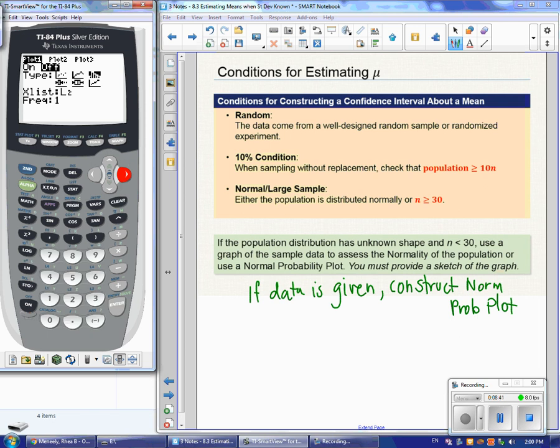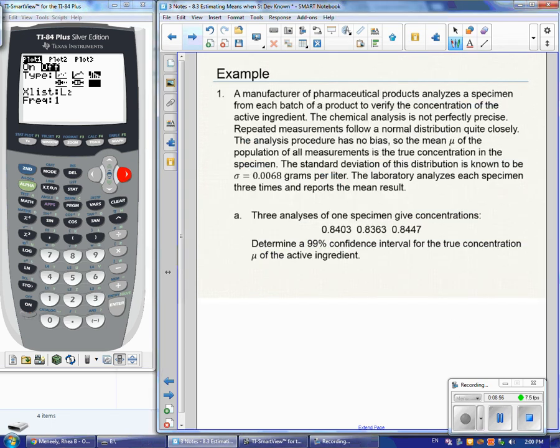And just hit zoom 9. And if the data is linearized, then that tells you that the sample, not the sampling distribution, but the sample is approximately normal. And if you sketch it on your paper and say the sample is approximately normal, you can actually continue. All right, so let's take a look at an example.